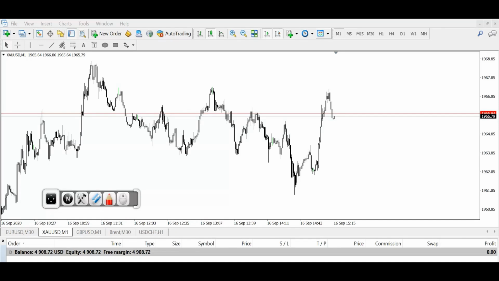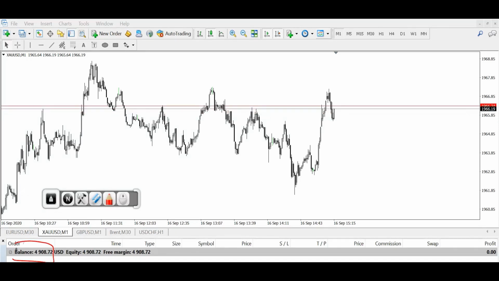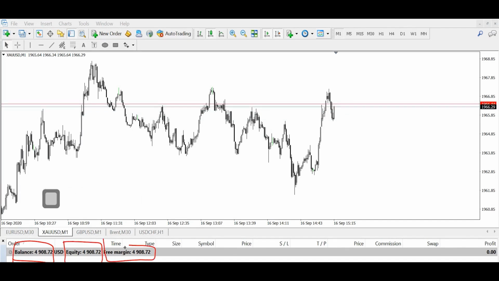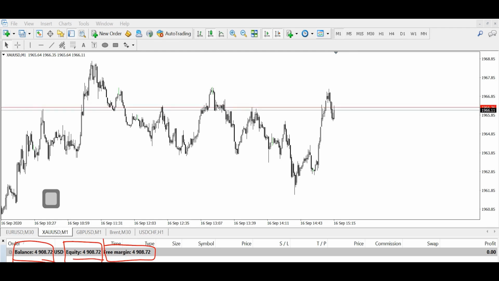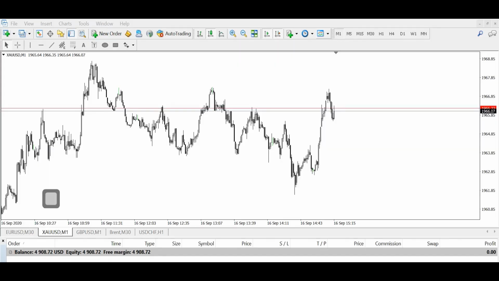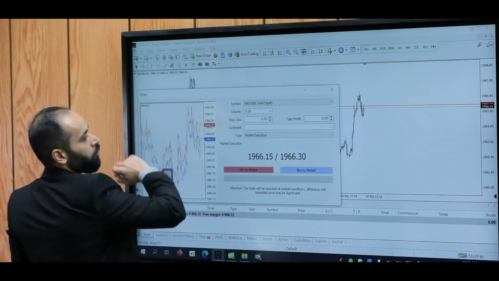So in the terminal, what we see in detail is a balance in dollars and equity. That same floating balance, free margin, which means available margin. All right, guys, right now we don't have any open trades. The balance is $4,908.72. This $4,900 is the balance. The equity, since there are no open trades, is equal to the balance, which is also $4,900. The free margin, which is the available margin, is also the same $4,900. So when we don't have any trades open, everything is equal.